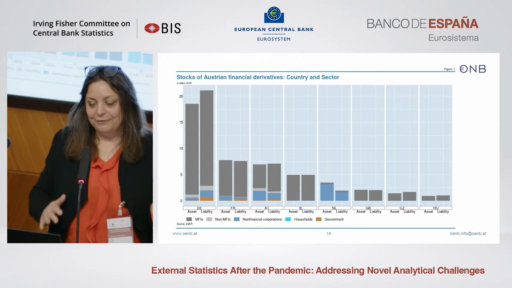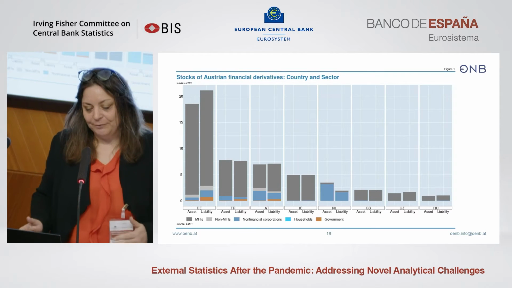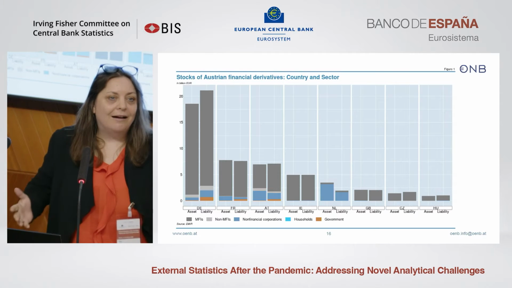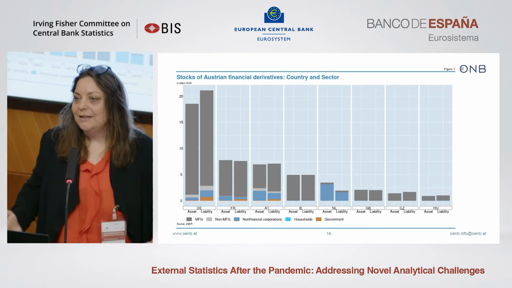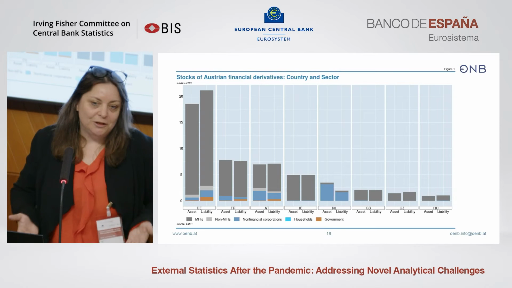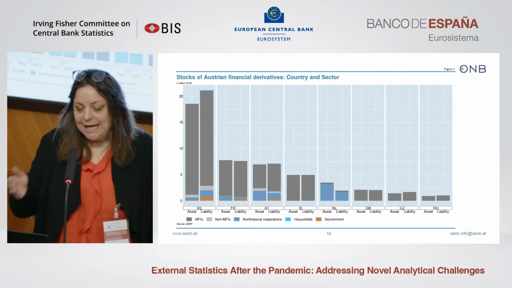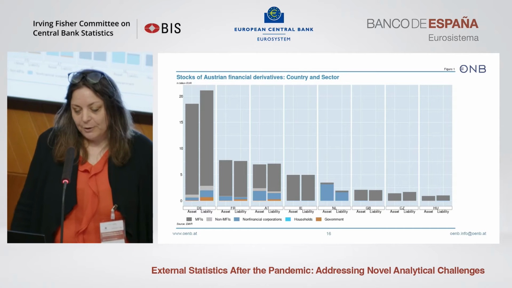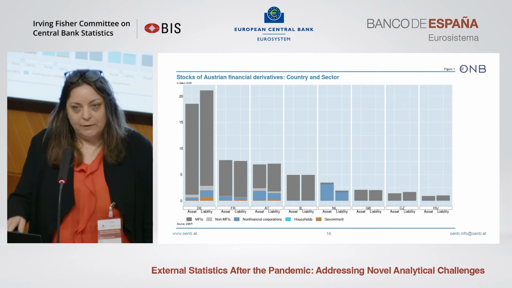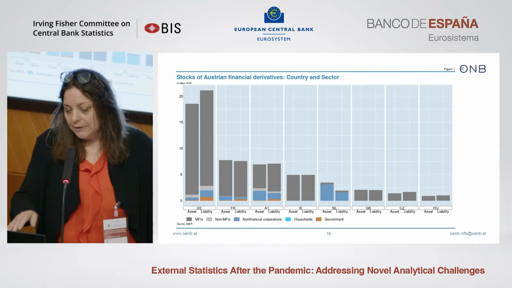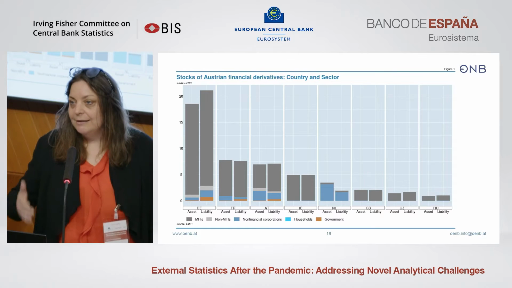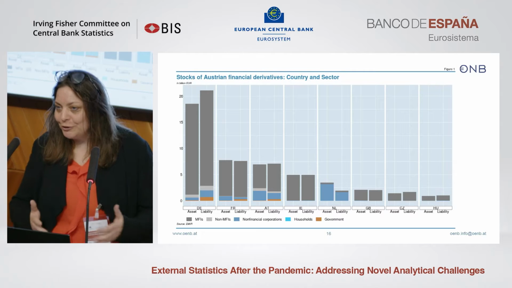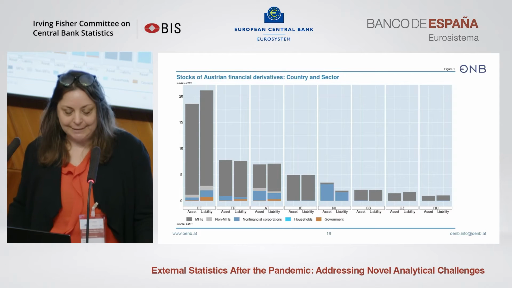Stocks of Austrian financial derivatives, country and sector. What do we see? That Austrian MFIs dominate the financial derivatives markets, which is not so surprising. And Germany is the biggest counterparty. But what we also see, and was very interesting for us, is that the non-financial corporations are heavily exposed to the Netherlands.